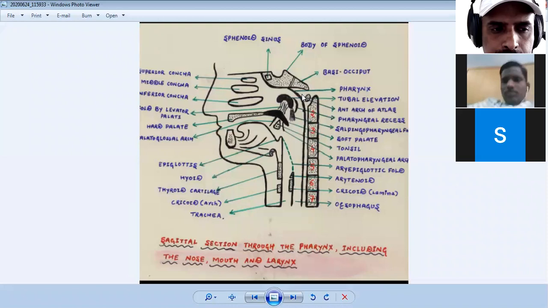In the mucous membrane in front of the anterior arch of the atlas, opposite the basi-occiput, there is a collection of lymphoid tissue called the pharyngeal tonsil. That lymphoid tissue collection we call the nasopharyngeal tonsil.